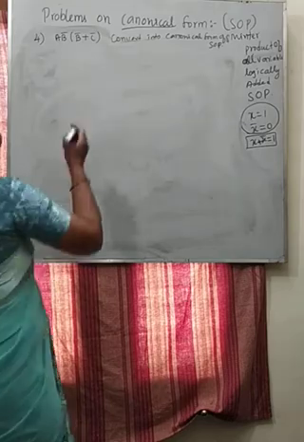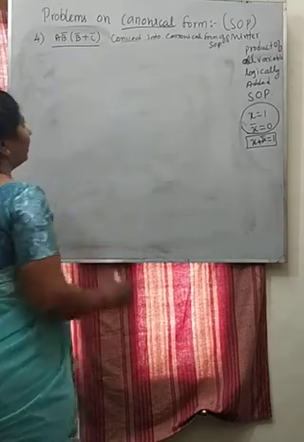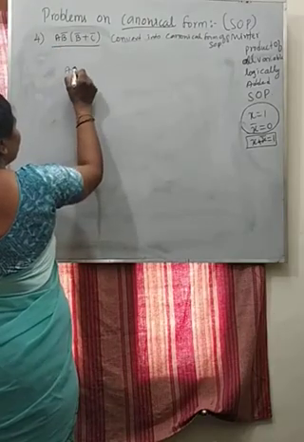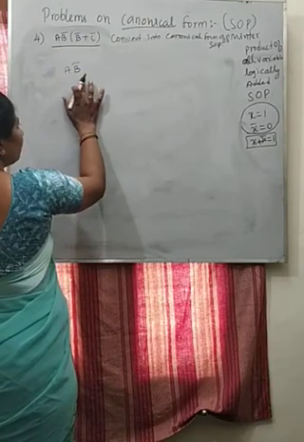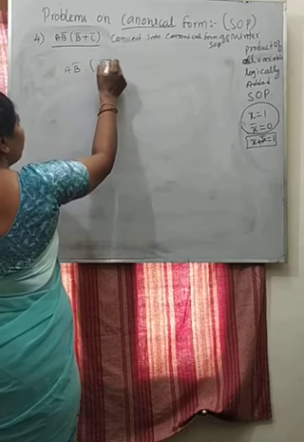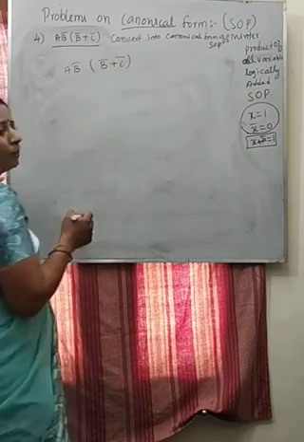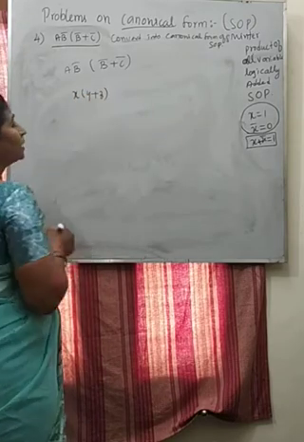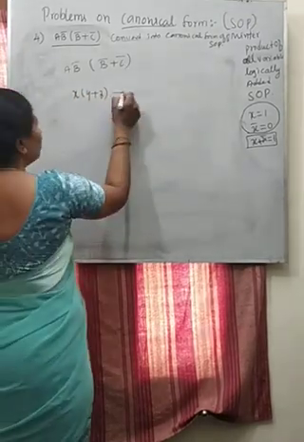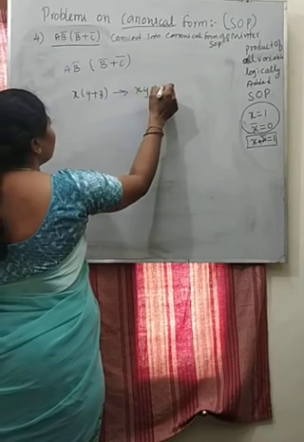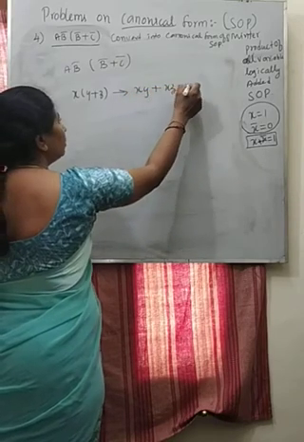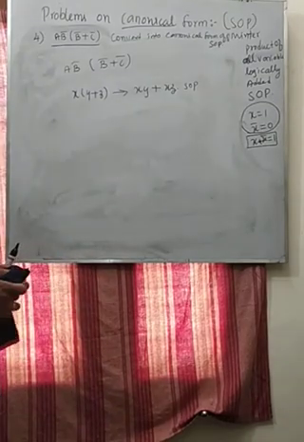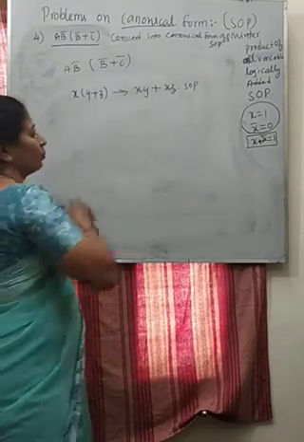Okay. Now it is not in the SOP. How is it not in the SOP? See, this is your product term, right? AB complement is a product term. In between what is there? Complementation is there. That means x into (y plus z). If you convert this one, you will get xy plus xz. Then you will get the SOP form. Then apply your distributive law to get the SOP form.